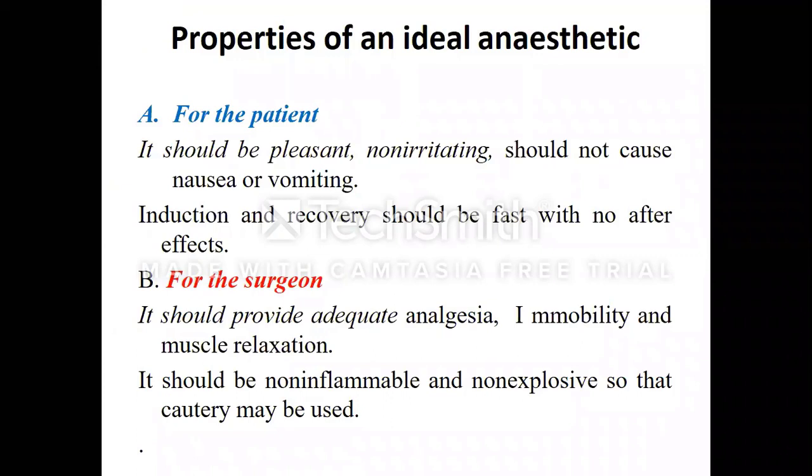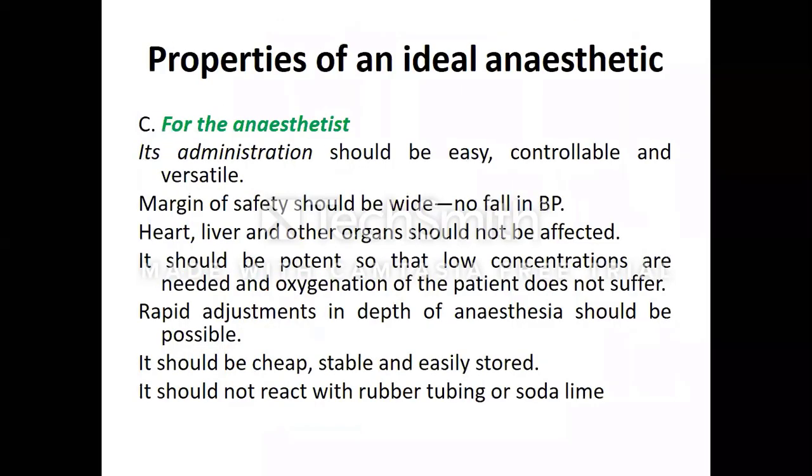Now let us start with the properties of an ideal anesthetic, depending upon who is using the anesthesia. For the patient, obviously it has to be pleasant and non-irritating. It should not cause nausea or vomiting, induction and recovery should be fast, and there should be minimum after effects. For the surgeon, it should provide adequate analgesia. There should be adequate immobility, and complete muscle relaxation should be there. And the surgeon will also desire that it be non-inflammable and non-explosive, so that not many precautions are required while giving anesthesia, and there will be cooperation of the patient also.